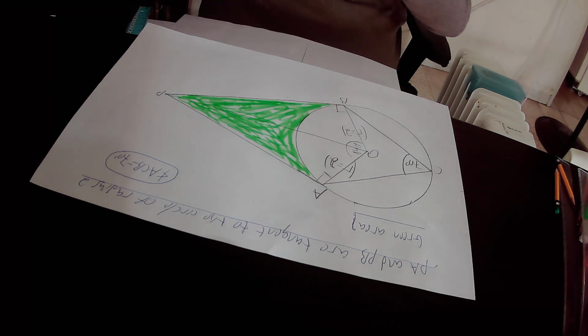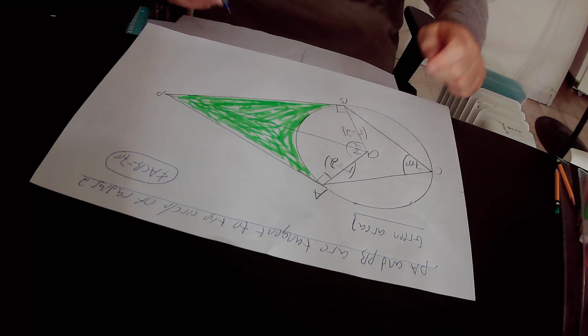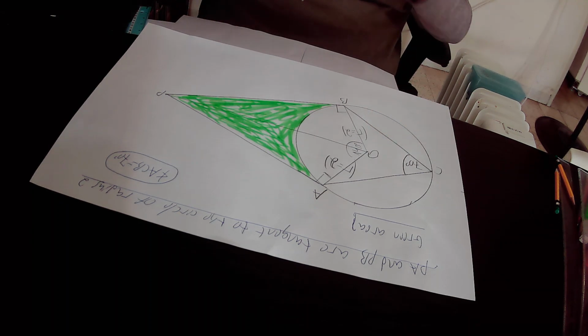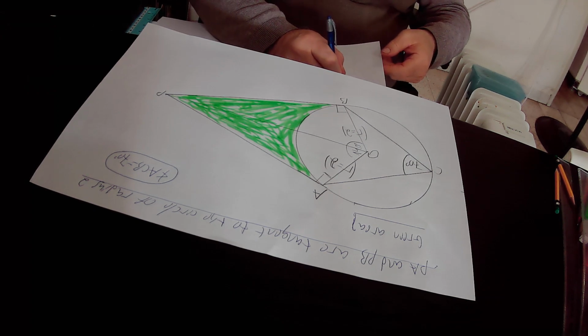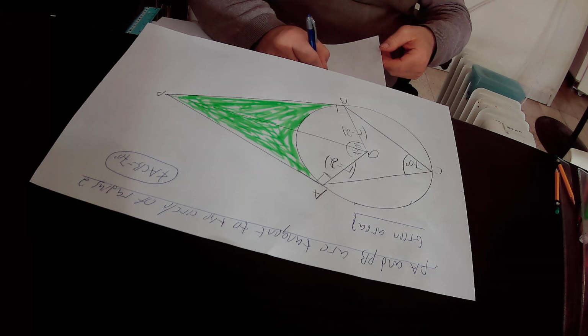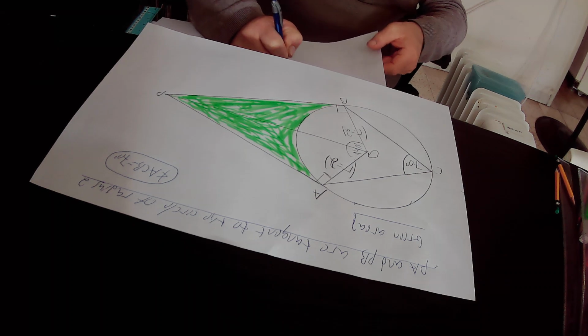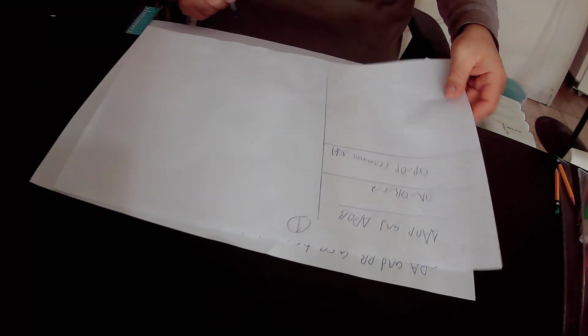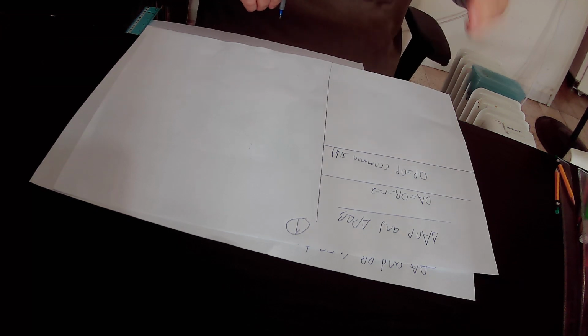In addition, side OP is a common side that belongs to both triangles, so we can write down that OP equals itself. It's a common side that belongs to both triangles.